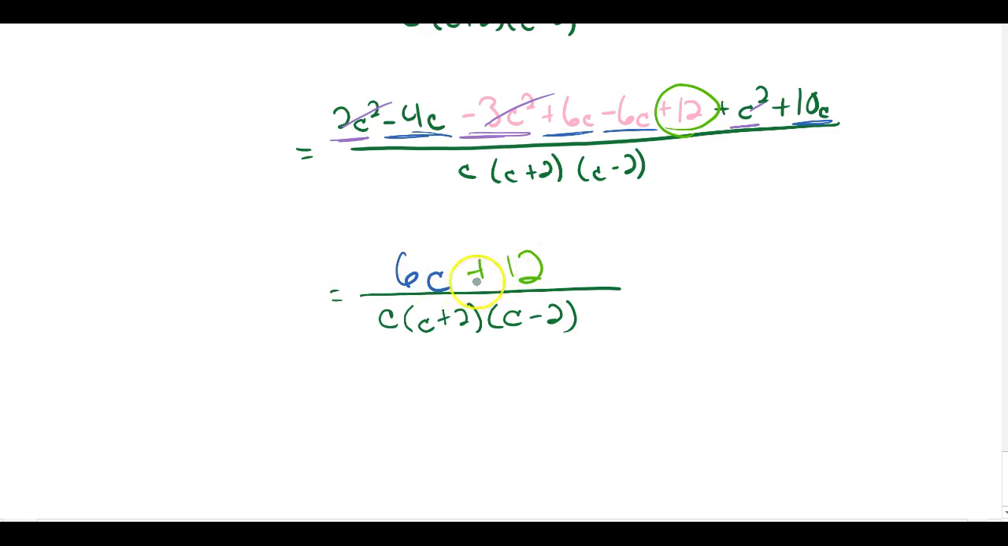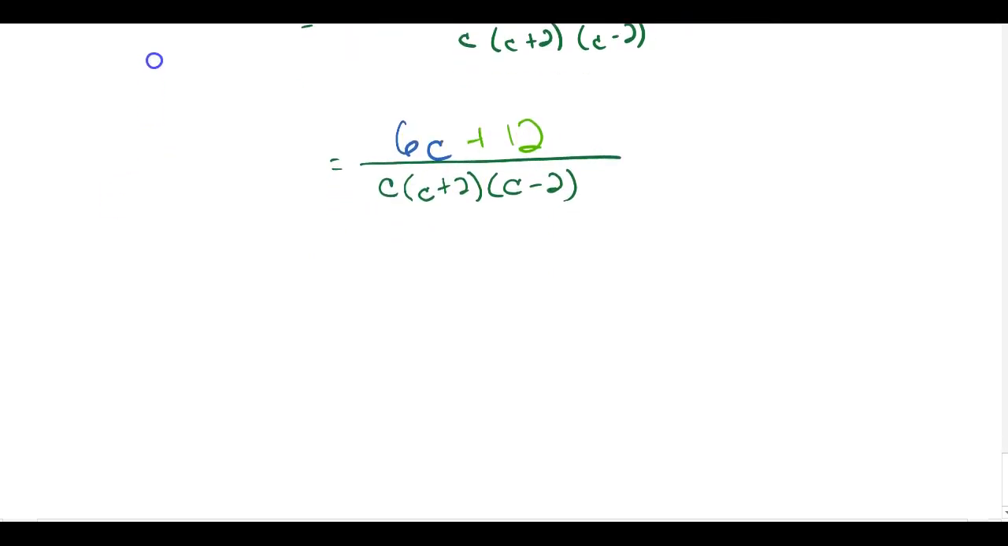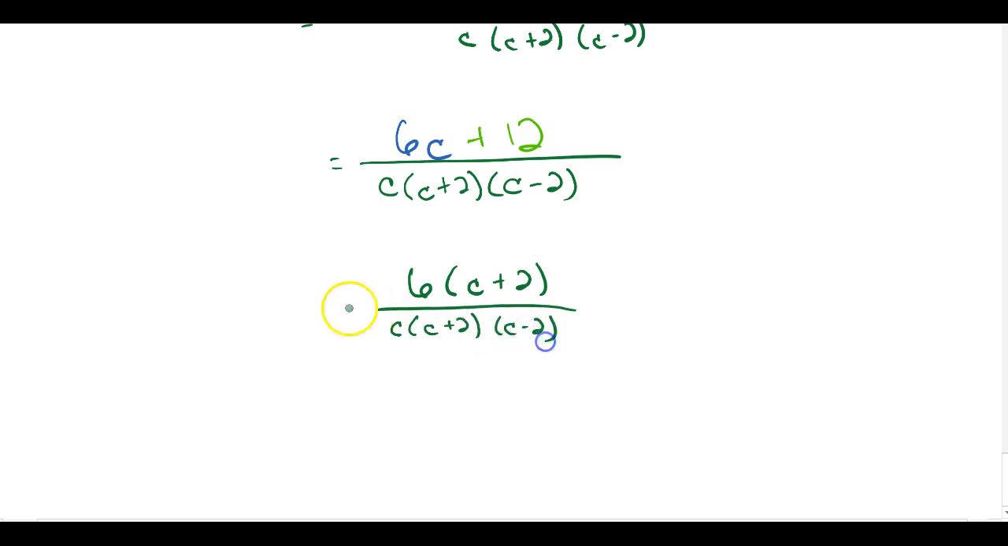I'm going to see, can I factor the 6c plus 12 out? I can, because I can take a greatest common factor of a 6 out, leaving me with a c plus 2 over c plus 2, c minus 2. And then I'm going to simplify the c plus 2's. So that gives me 6 over c times c minus 2.